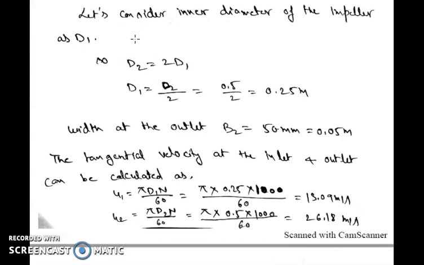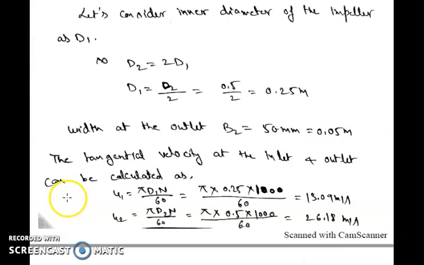Now if inner diameter of the impeller is considered as D1, then as per the given condition, outer diameter D2 is equal to 2 times of D1. So D1 is equal to D2 divided by 2. So it is equal to 0.5 by 2 is equal to 0.25 meter. So the value of D1 is now 0.25 meter. Width at the outlet B2 is given as 50 millimeter, which is equal to 0.05 meter.